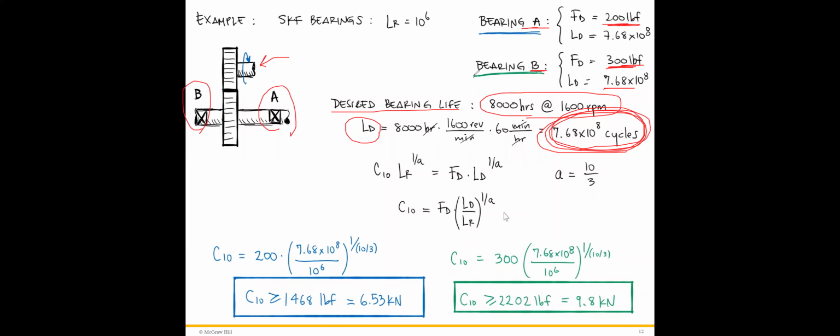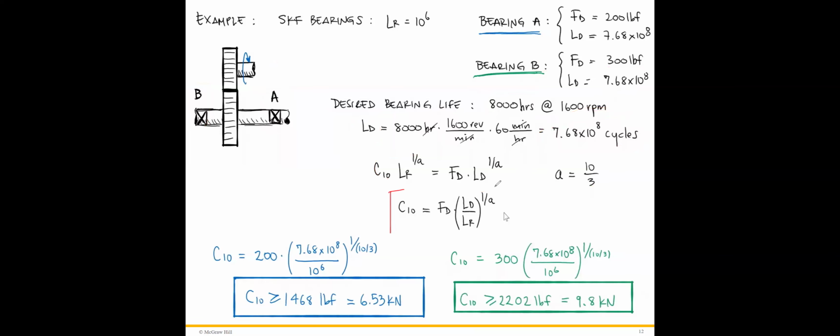So let's go back to this relation. Our purpose is to figure out what C10 is, which can be found in any catalog of the bearing manufacturers. In this case, suppose it's a roller bearing. So we can find what this C10 is.